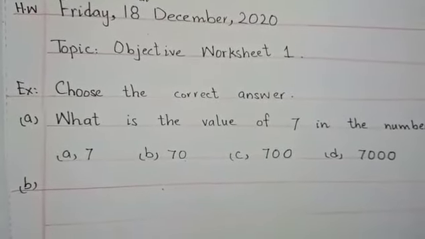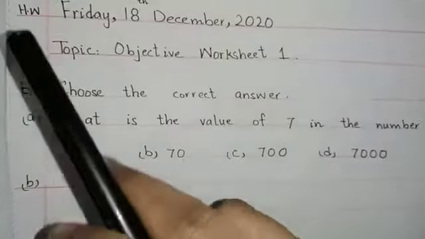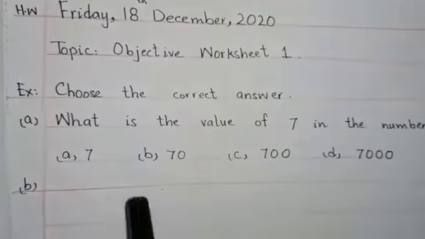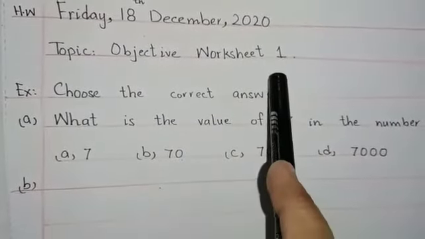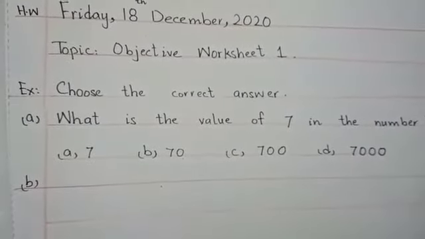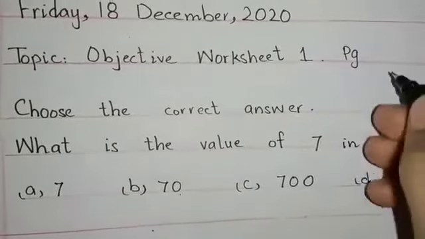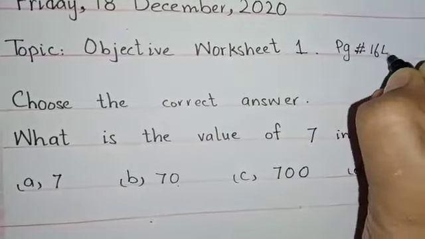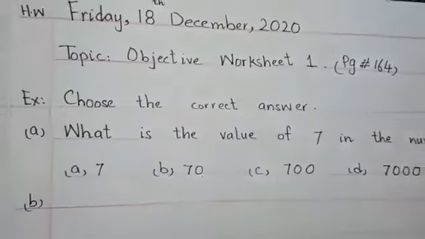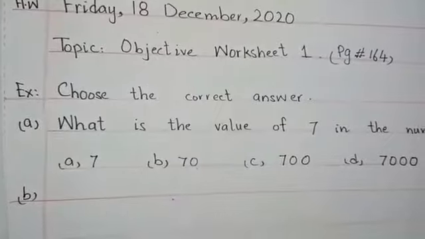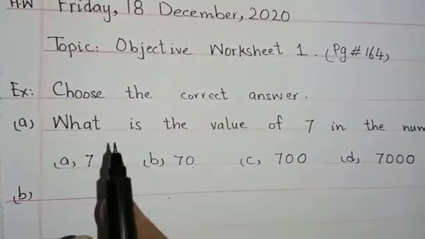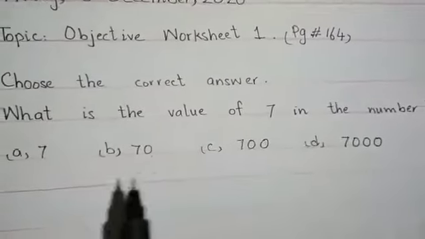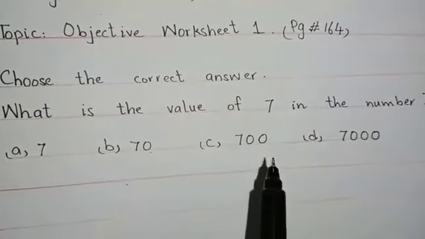Now students, open your notebooks and maintain your pages, draw margin lines and write homework. Friday, 18 December, 2020. Topic is objective worksheet 1. Also mention page number. It's page number 164. After that, write exercise. Choose the correct answer. A part is what is the value of 7 in the number 780? It's 7, 70, 700 and 7000.